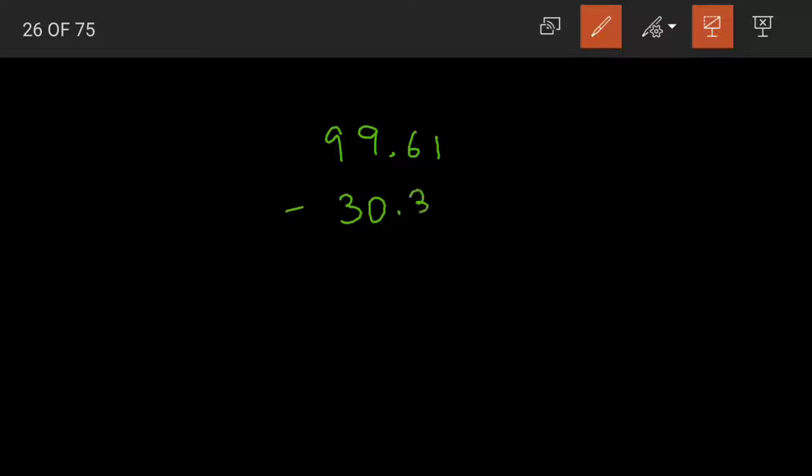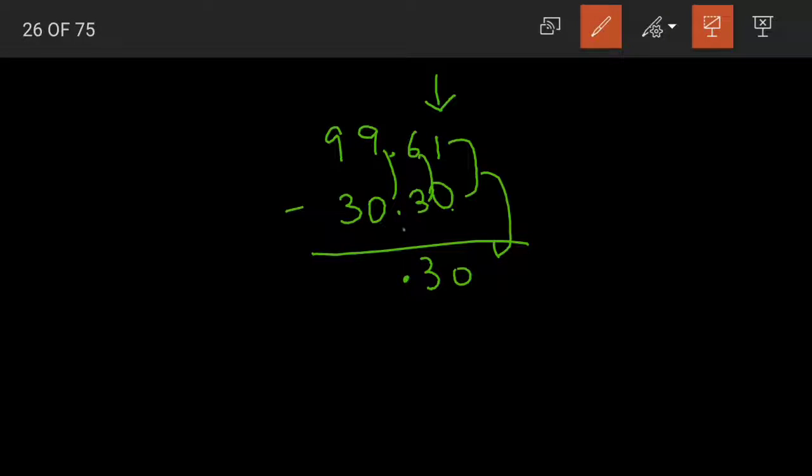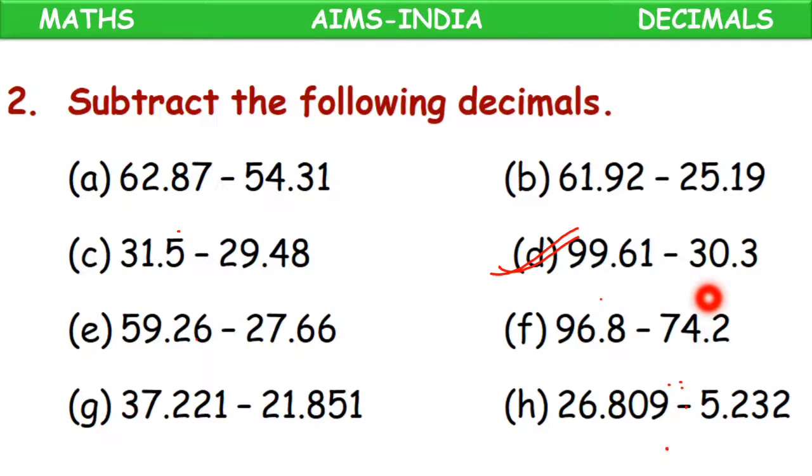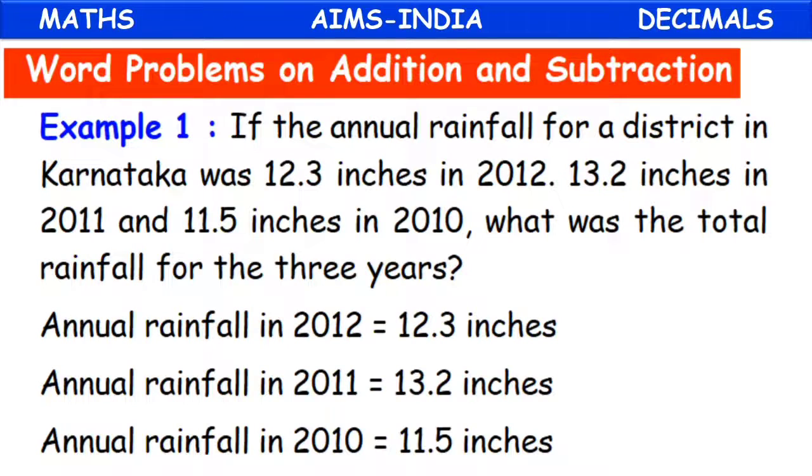99.61 minus 30.3. Again, to make the decimal places equal, what should we do? We should write a 0. Actually, the question was 30.3. So, to make the decimal places equal, I have placed a 0 to the right side of my decimal part. Starting from the hundredths place, 1 minus 0 is 1, 6 minus 3 is 3. Again, don't forget to put the point. 9 minus 0 is 9 and 9 minus 3 is 6. 69.30 is our answer, children. Understood? Please try solving the remaining decimal problems.